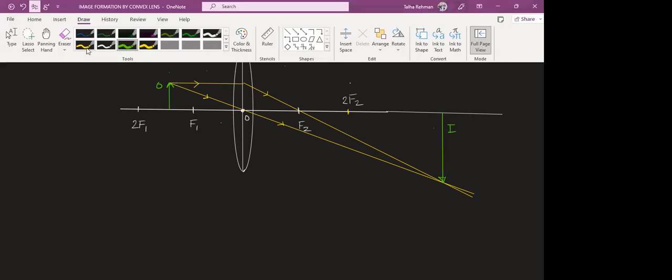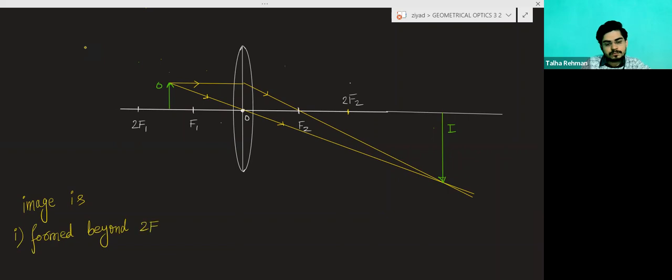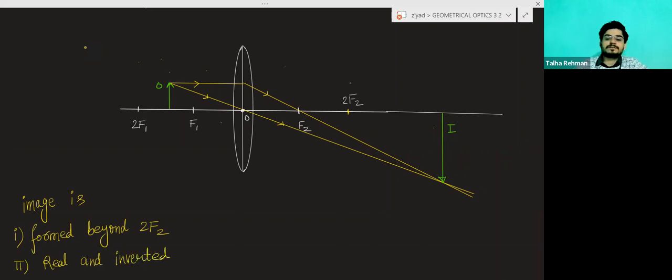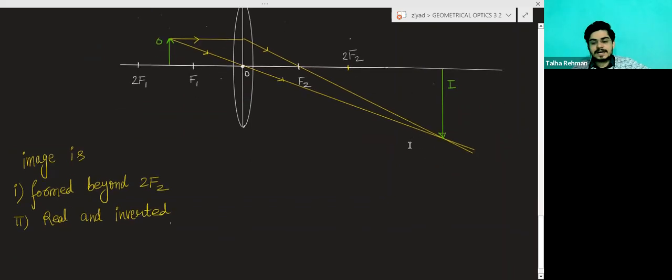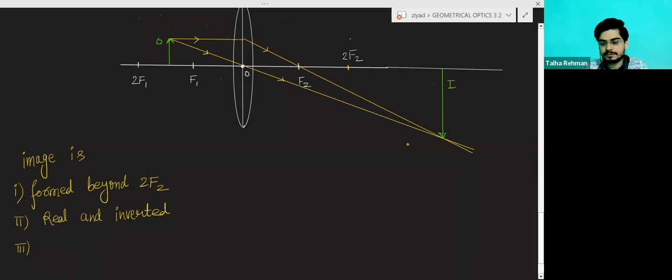So you will say the image is, number one, formed beyond 2f2. Number two, real and inverted. Number three, larger than the object. And the second name of larger than the object is magnified. So it will be magnified.